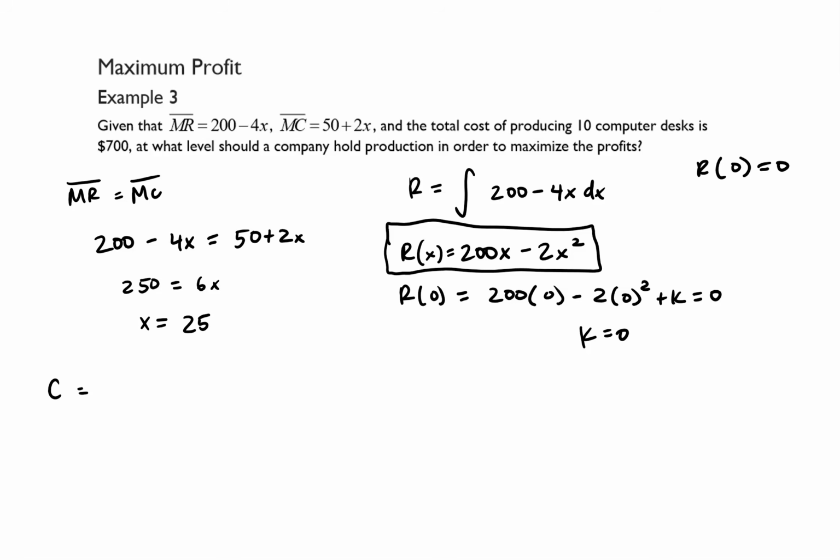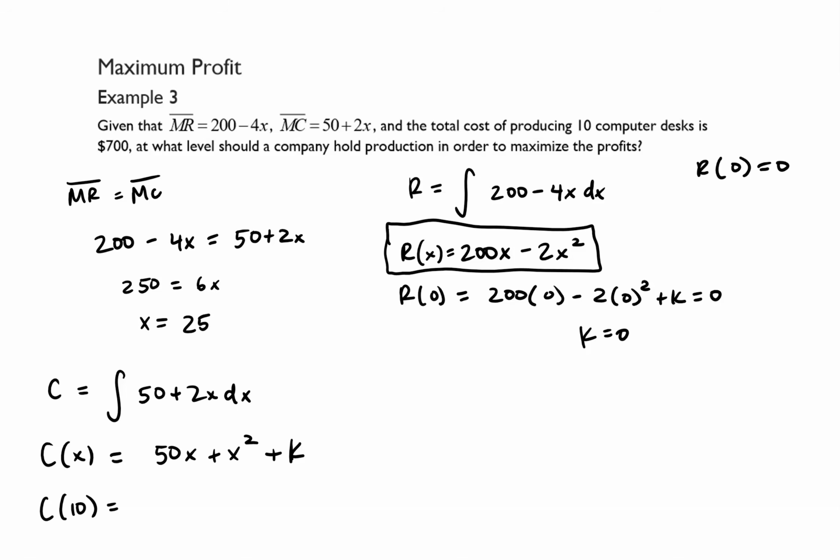Then our cost function is equal to the integral of 50 plus 2x dx, which is equal to 50x plus 2x squared over 2, which is just x squared, plus our constant of integration. And it says above that the total cost for producing 10 computers is $700. So that tells us that if we were to plug in 10 here, that is equal to 700.